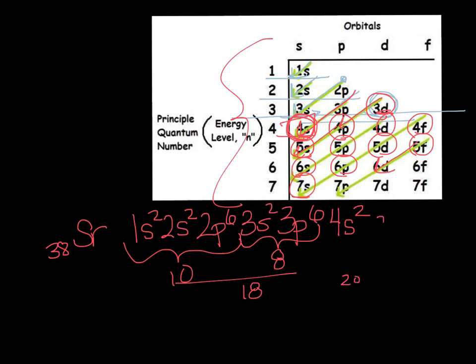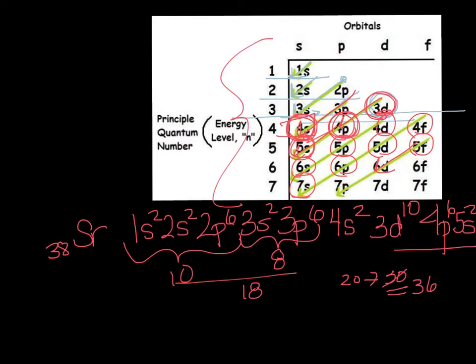And then we're going to go back and fill 3d. So we're going to go 3d, it's going to fill all the way up to 10. So now we're up to 30. We need to fill 8 more. We just filled 3d, therefore the next thing that's going to fill is 4p. So that's going to be 4p6. We're now up to 36. We need to fill 2 more. Where are we going to go? Let's go back up to our little arrows. After 4p, 5s. And there we go, 5s2. And this is going to be our electron configuration for strontium.